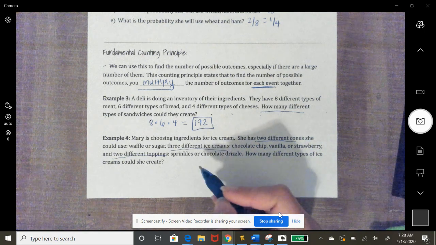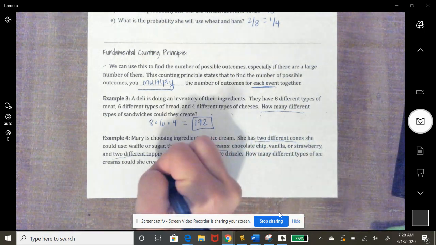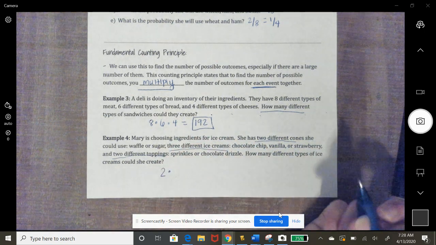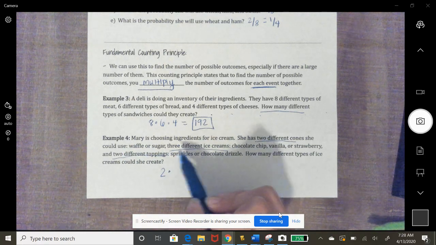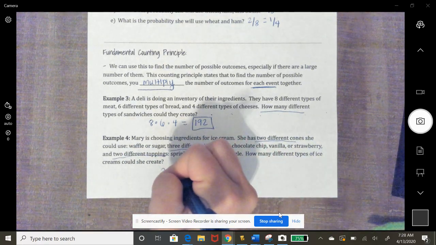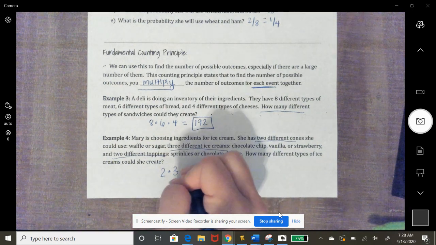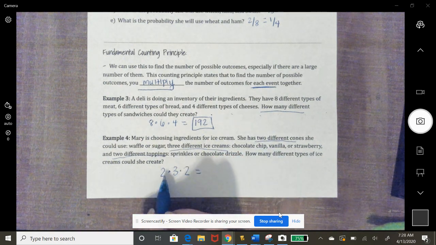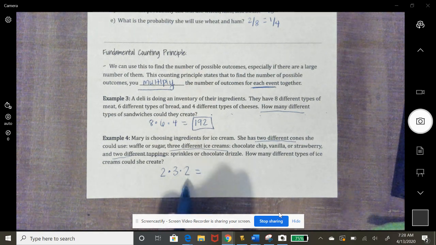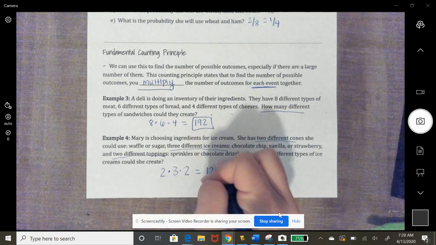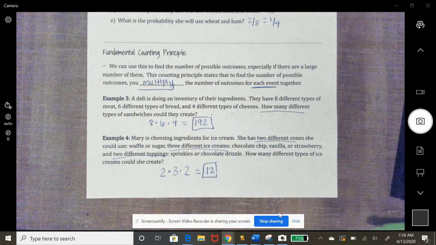So look at our different choices. We have 2 different cones. That's my first choice. My second choice, I'm choosing between 3 different ice creams. And then my last choice, I'm choosing between 2 different toppings. So I need to do 2 times 3 times 2. So 2 times 3 is 6. 6 times 2 is 12. So there would be 12 possible ice creams that she could create.